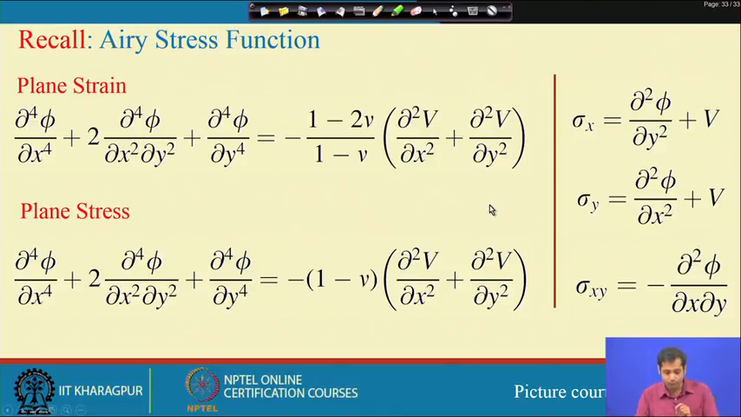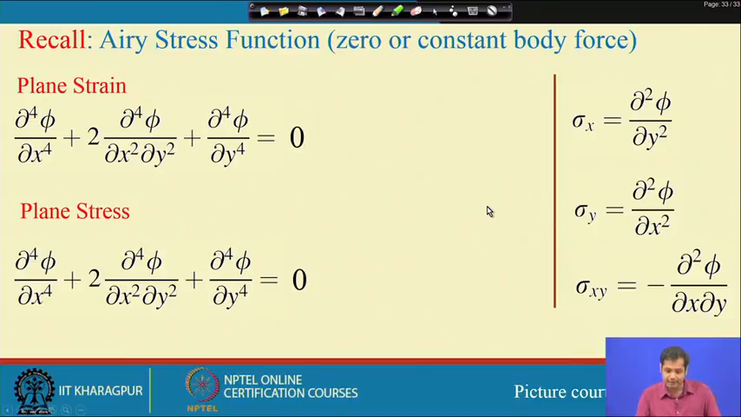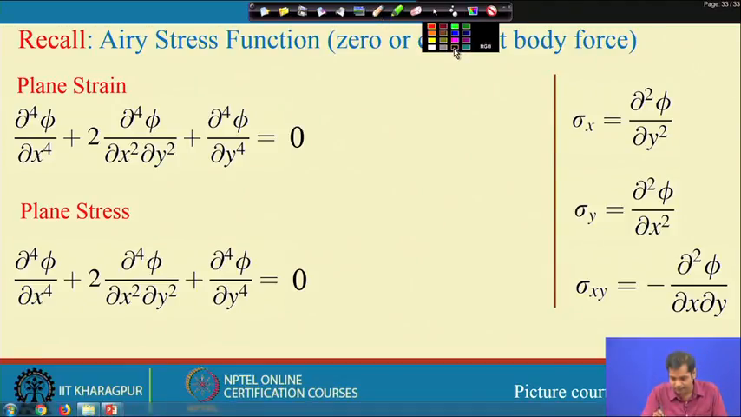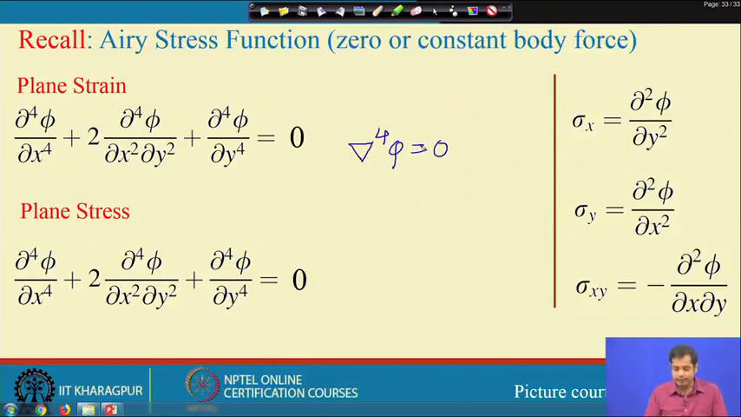Now, in absence of body force, the right hand side becomes 0, and essentially we have this equation, and this equation is for plane stress and plane strain problems. In both the cases this equation is same, and it can be written as del 4 phi is equal to 0. This is a fourth order equation. So this is the governing equation. We have just only one equation, and that equation is this. Now, how is it to be solved?